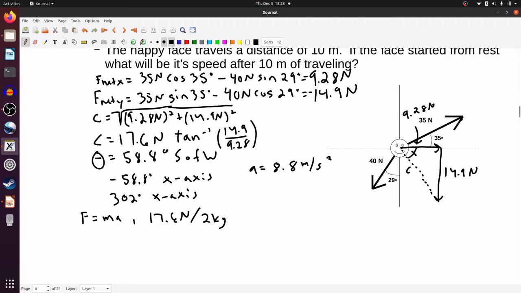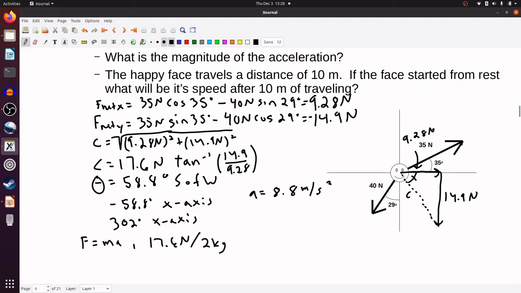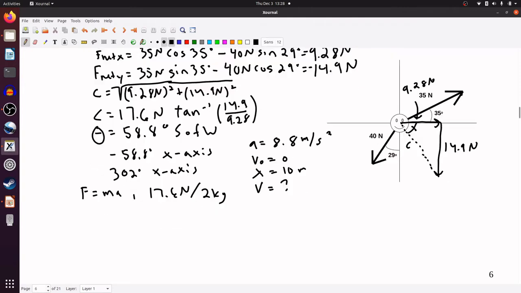Then we do the next part. It travels 10 meters, started from rest, what will be its speed? So we know if it started from rest, its initial velocity is 0. We know the displacement is 10, and we also know the acceleration. We are looking for our final speed. And so we need an equation that has v's, x's, and a's, and that comes to our time-independent equation: v squared is equal to v naught squared plus 2ax.